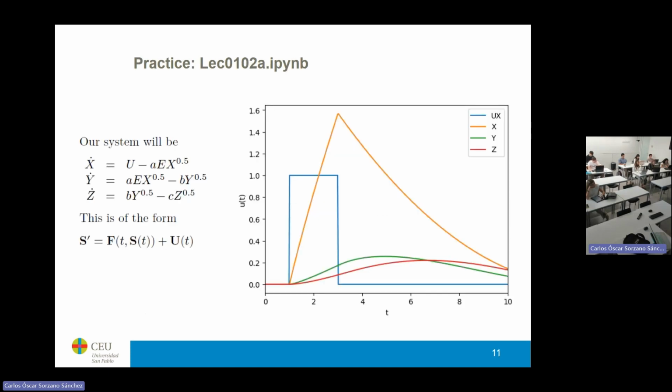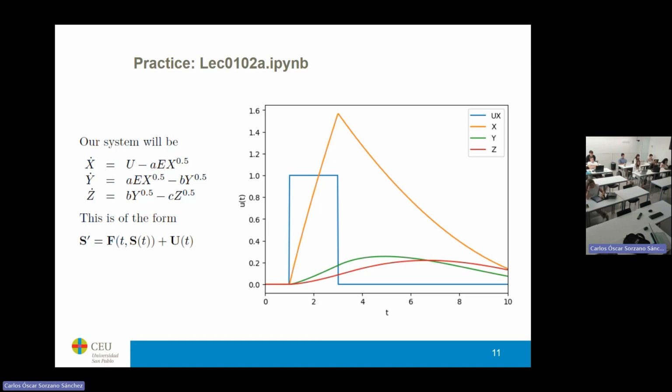Okay, so let's solve our example. So we have this equation system, and this is now the full equation, so the non-homogeneous one. This is the homogeneous part that depends only on itself, and then on the input. And then we will see the code now, but what we will have is an input, a u, that is a step function. And this step function starts at 1, and then it will translate into x, and then x decays into y, and y decays into z.